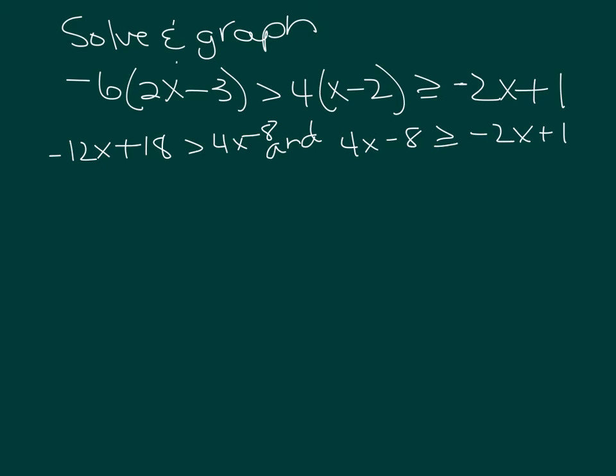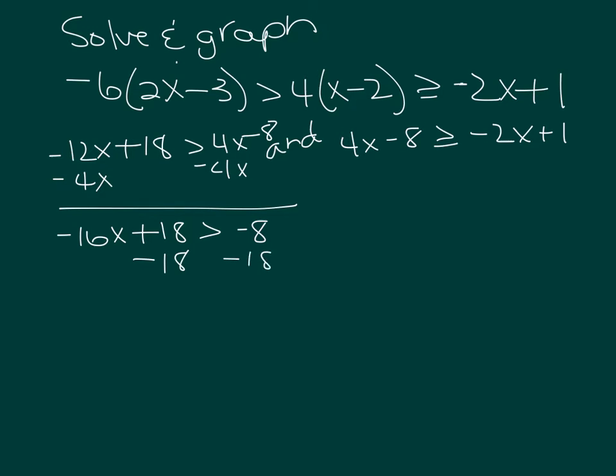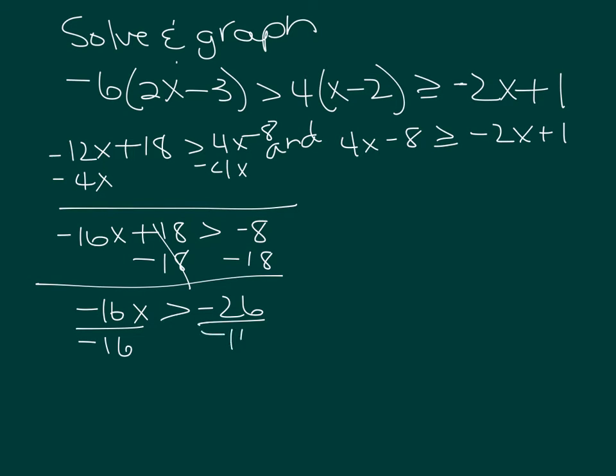On the left one, I'm going to subtract 4x from both sides. And you get negative 16x plus 18 is greater than negative 8. Subtract 18. And we get negative 16x is greater than negative 26. Divide both sides by negative 16. And you have to flip the sign because we divided both sides by a negative. So that's x is less than 13 over 8. 2 negatives make a positive.